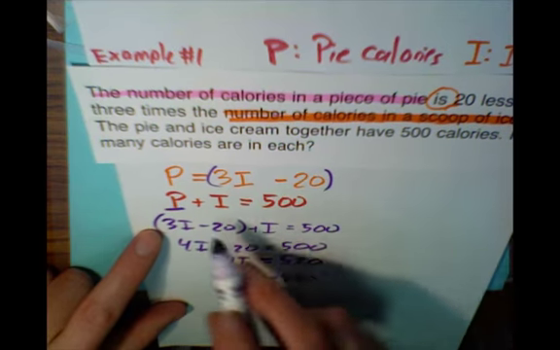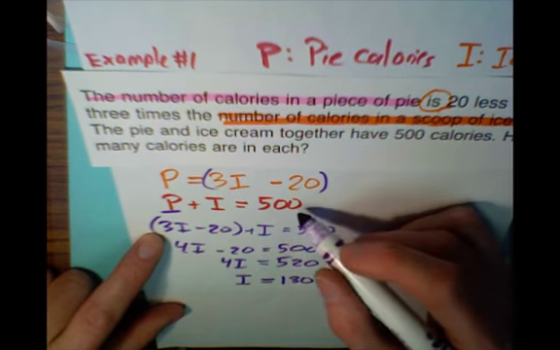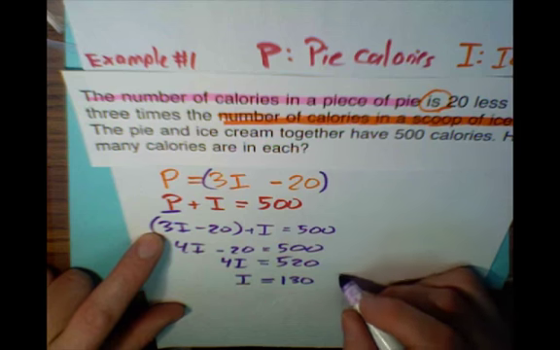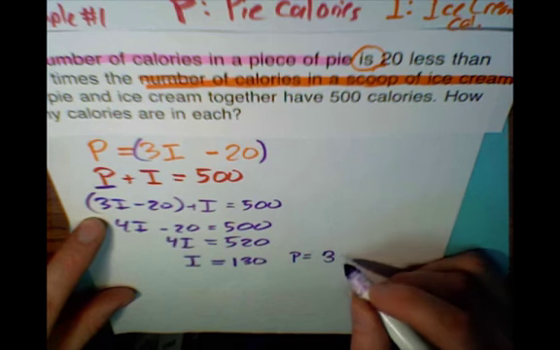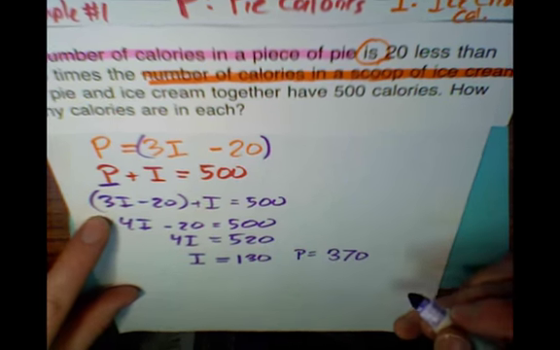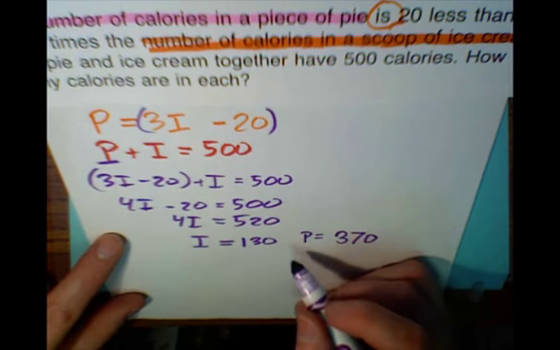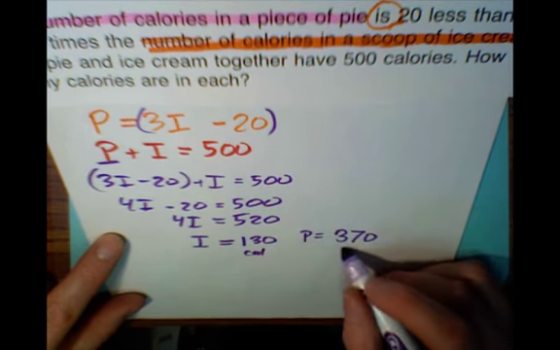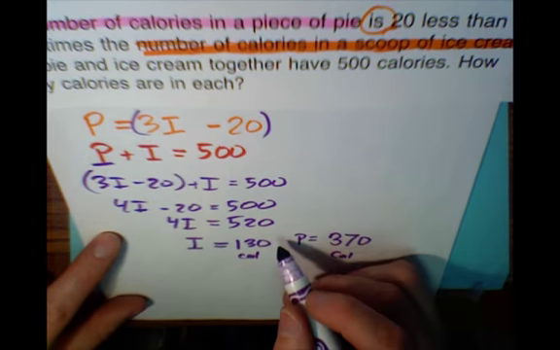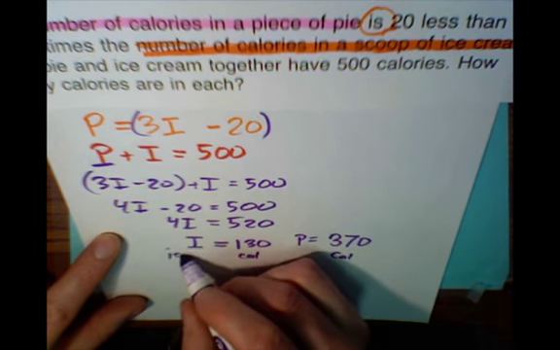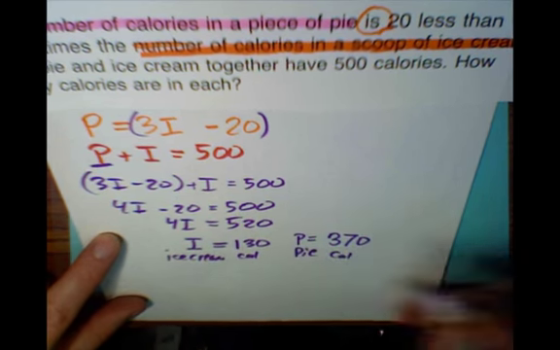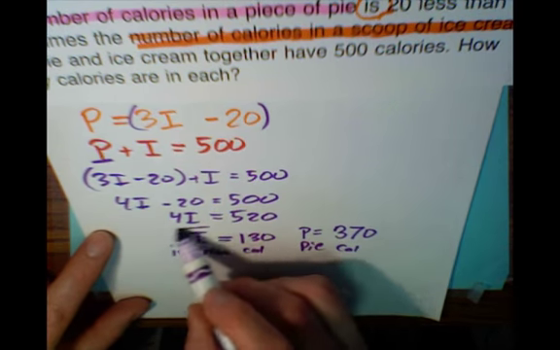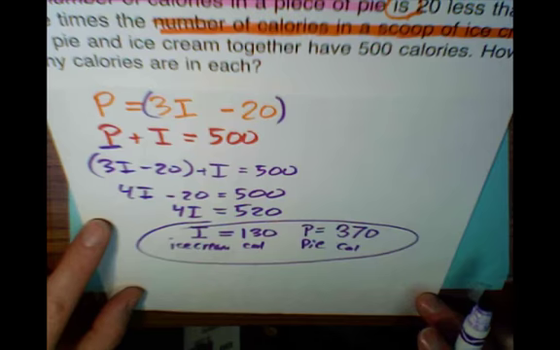Once I have I, I can then substitute it back in. If P plus I equals 500, then P would equal 370. So ice cream has 130 calories, and pie has 370 calories. So I can circle my final answer.